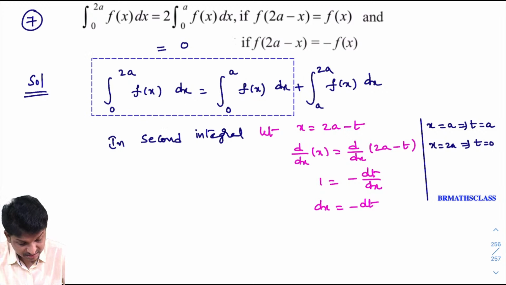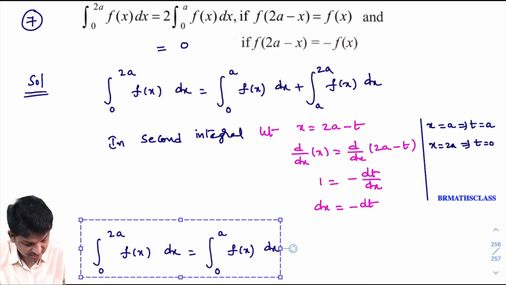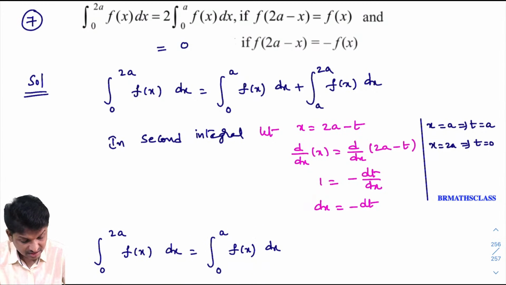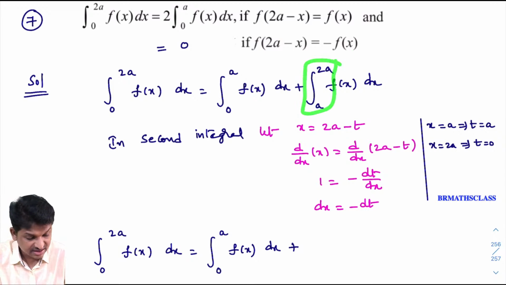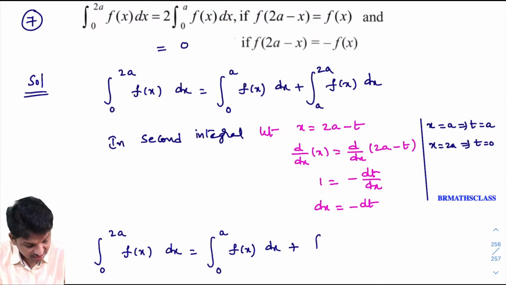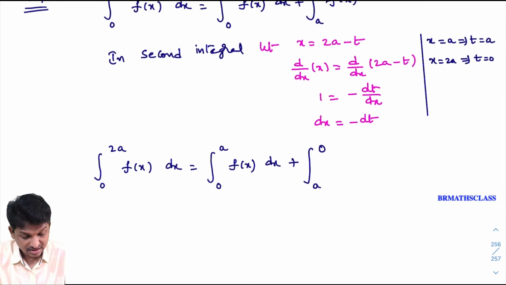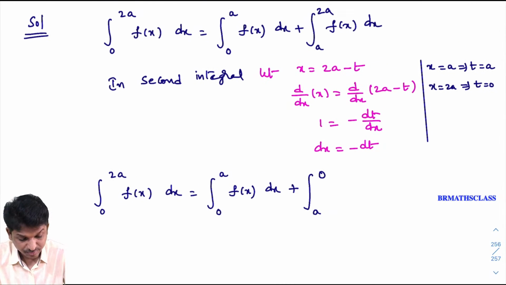This is the part as usual. I'll write that part as usual, the first part. Now, look here. From here onwards, plus, the limits here are a to 2a, right? Here the limits are from a to 0, integral of a to 0. By considering this, I am saying a to 0.